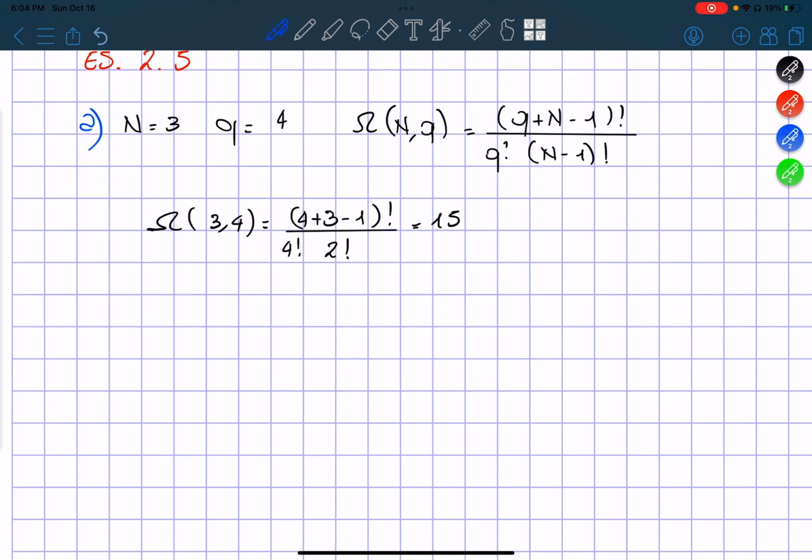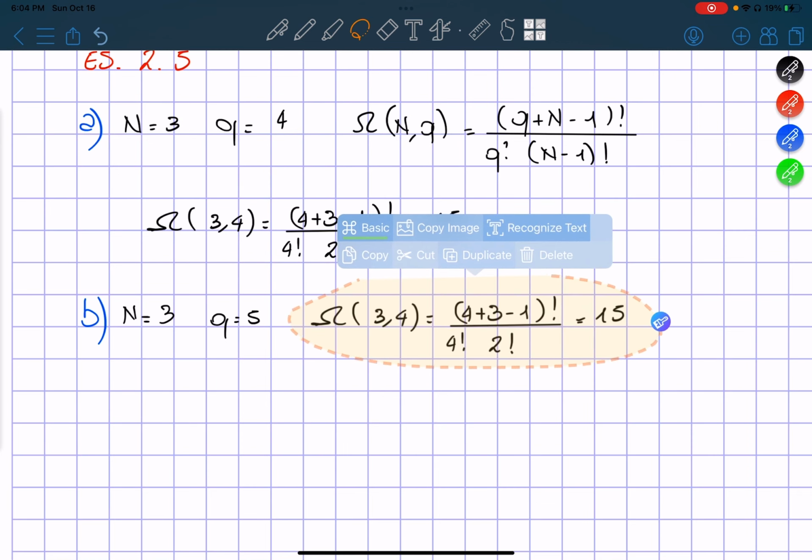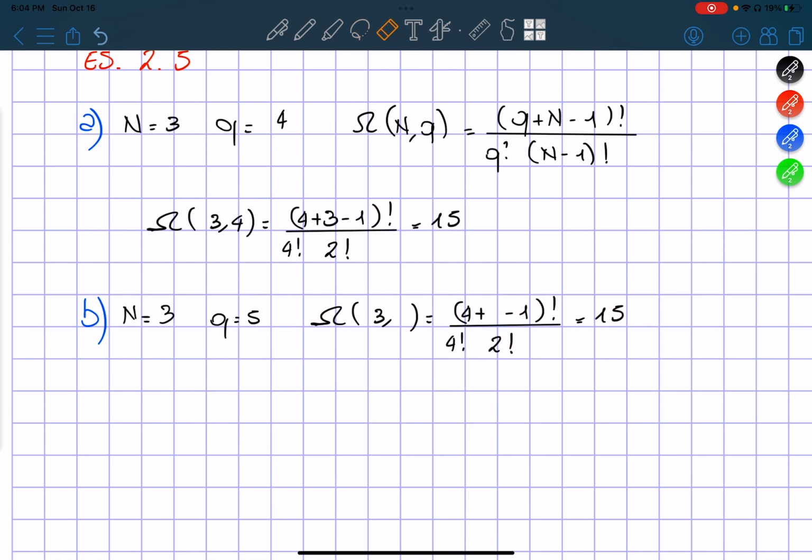Then for case B, we have n equals 3, q equals 5. So we have to use the same formula again. This one right here, I'm just going to write 5 instead of 4. So we're going to have 7 factorial on top divided by 5 factorial times 2, which is equal to 21.